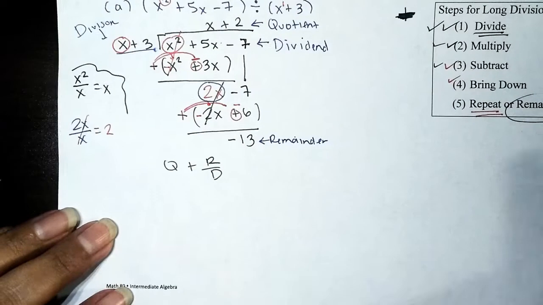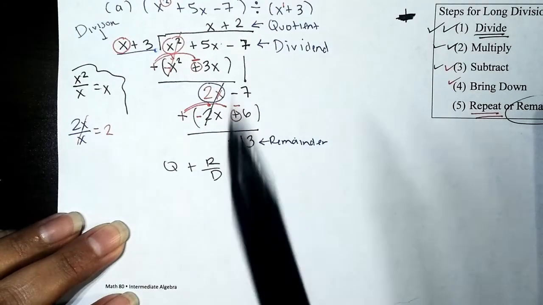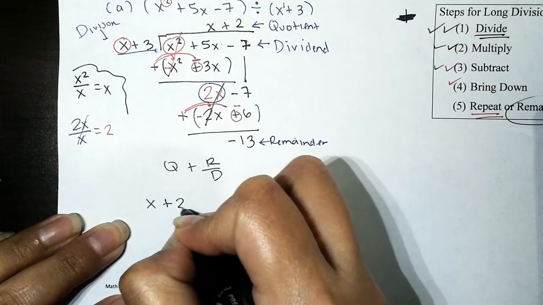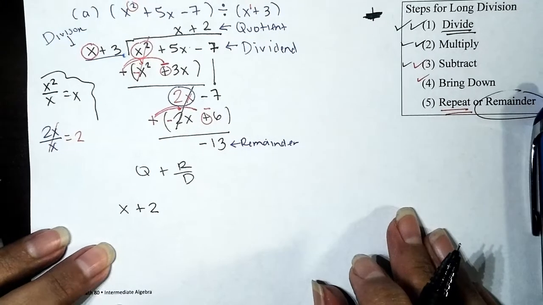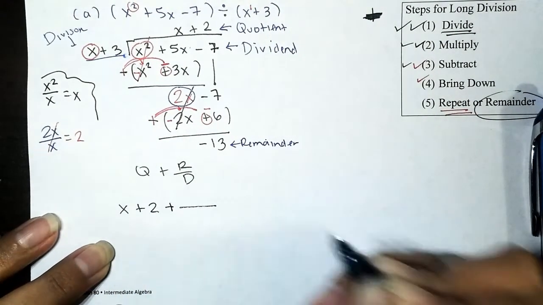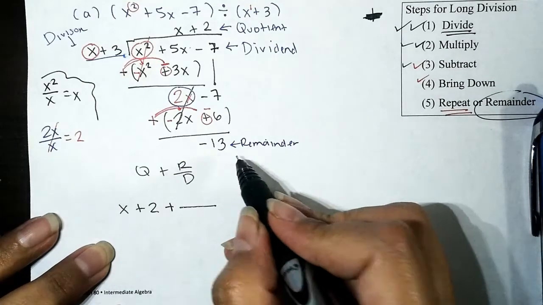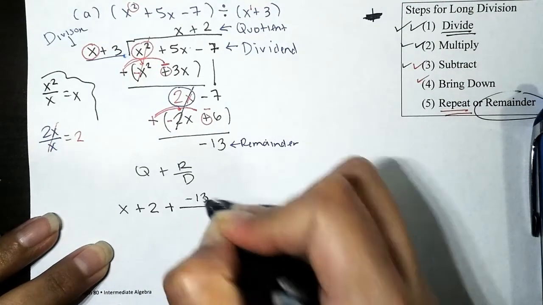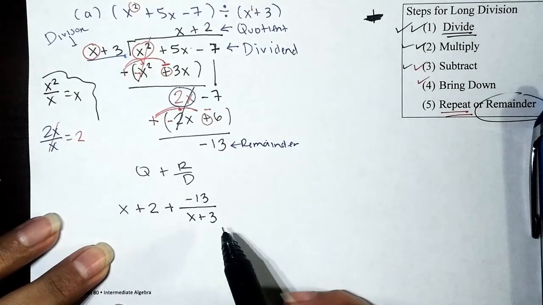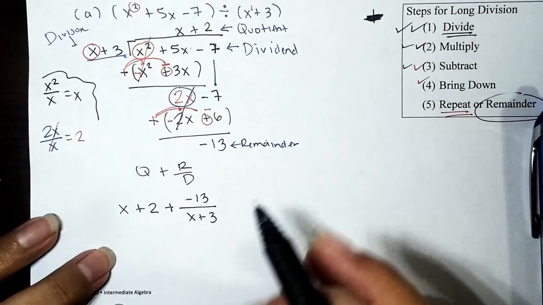So the quotient is x plus 2. Because we have a remainder, we need to write the remainder as a fraction. So plus a little something. The remainder is negative 13, and then we divide it by x plus 3. So as a fraction, the remainder is negative 13 over x plus 3.